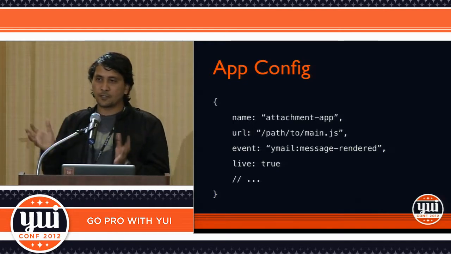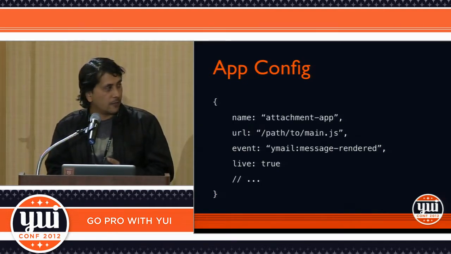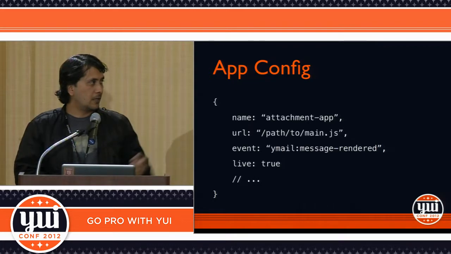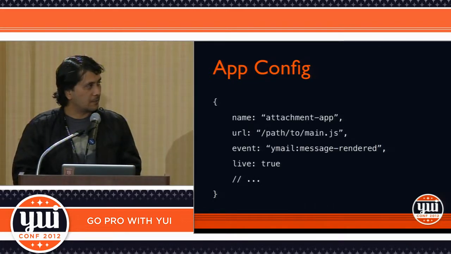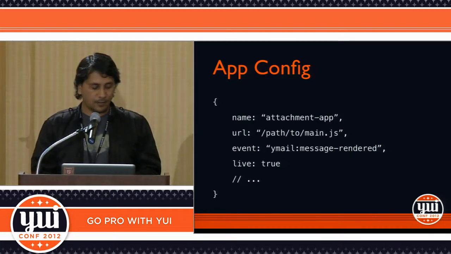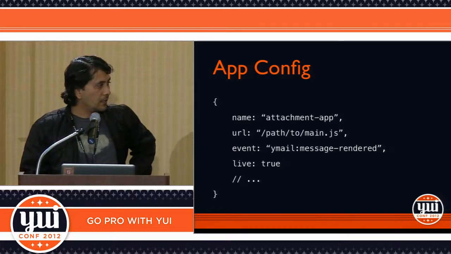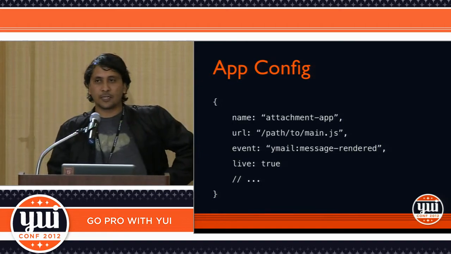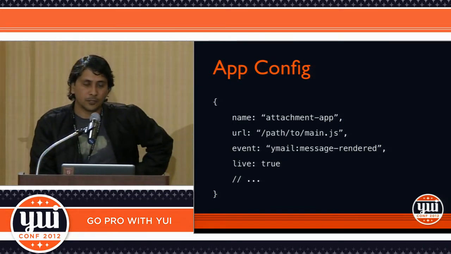Yahoo Mail publishes some of these events on a global level, and this is not the real event, I'm just giving an example here. ymail:"message rendered" is one of the events, fired whenever a message is rendered. And live: true basically informs our loader whether this app is live or not. Basically, you could still have testing.